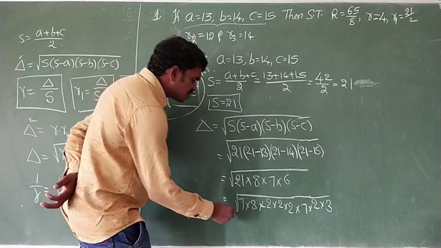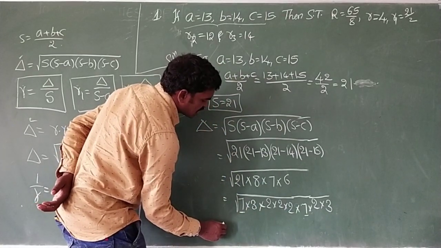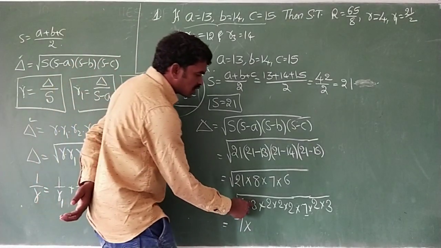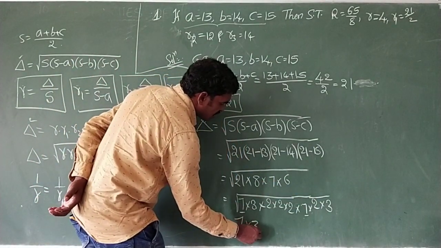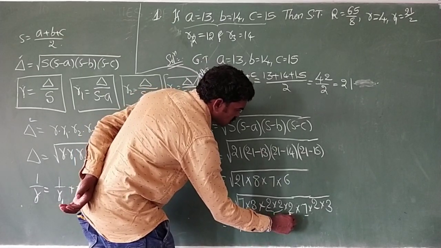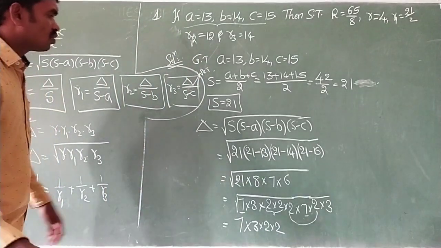Now, see which numbers are repeated. 7, 7, two times it is repeated. That's why we can write only one 7. And 3 is also repeated two times, so one 3 we can write. And for the 2's, we can write one 2, and for the remaining pair of 2's we can write one more 2. So that will be the delta value.